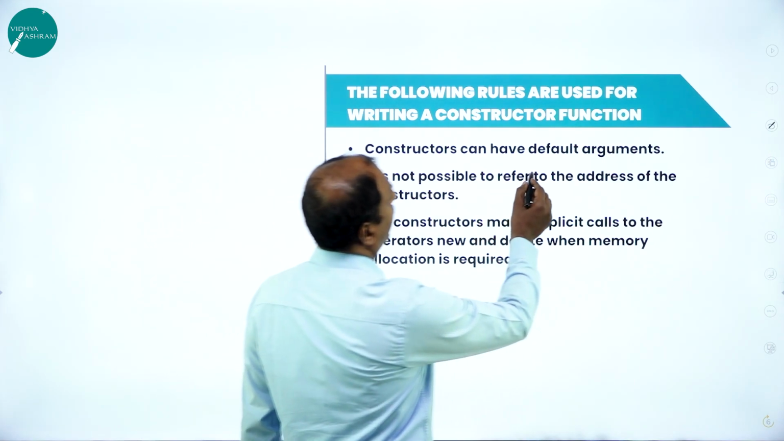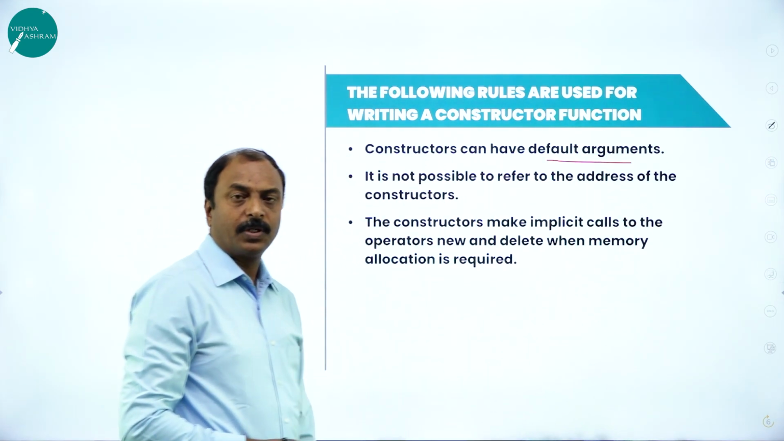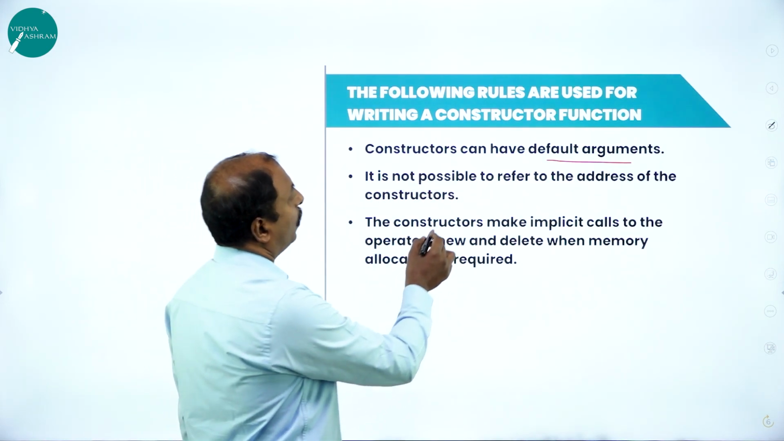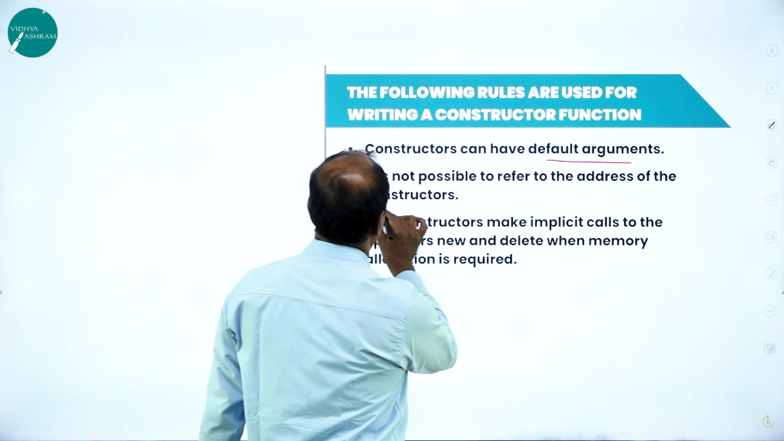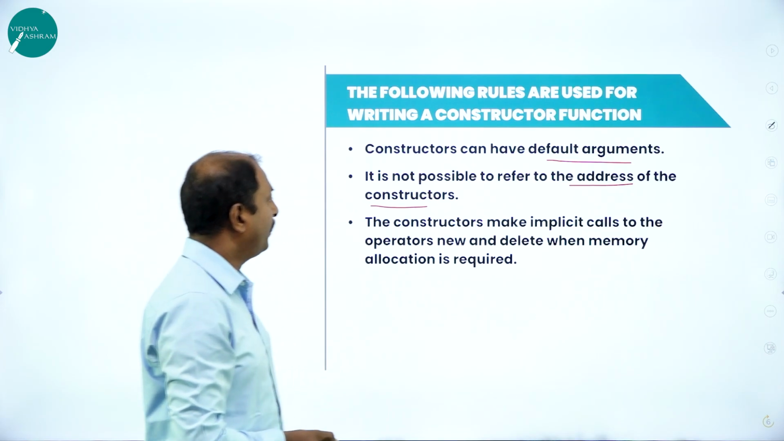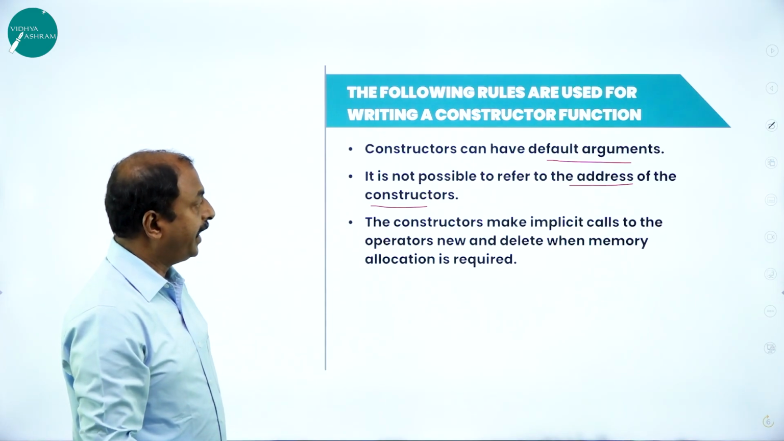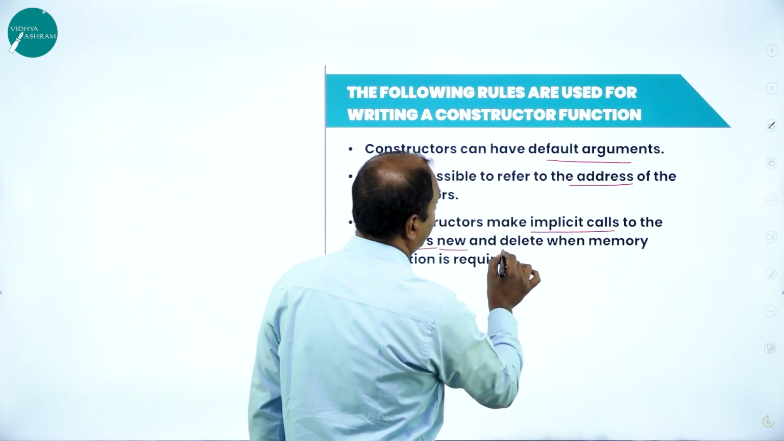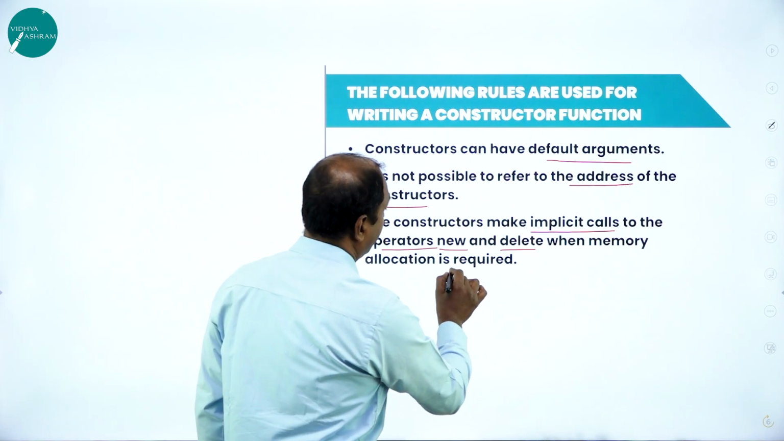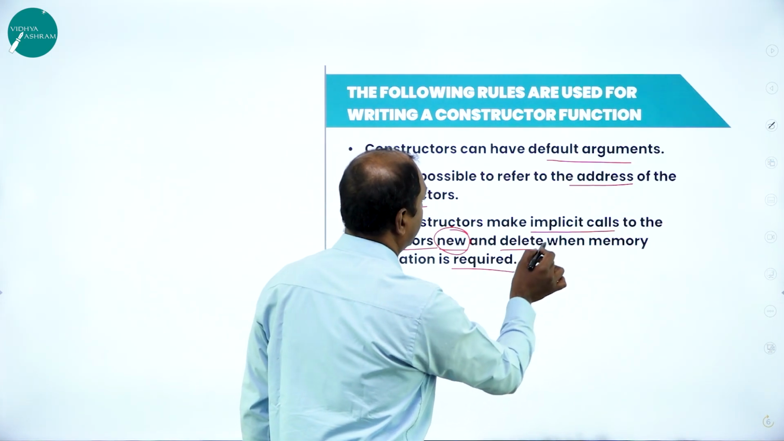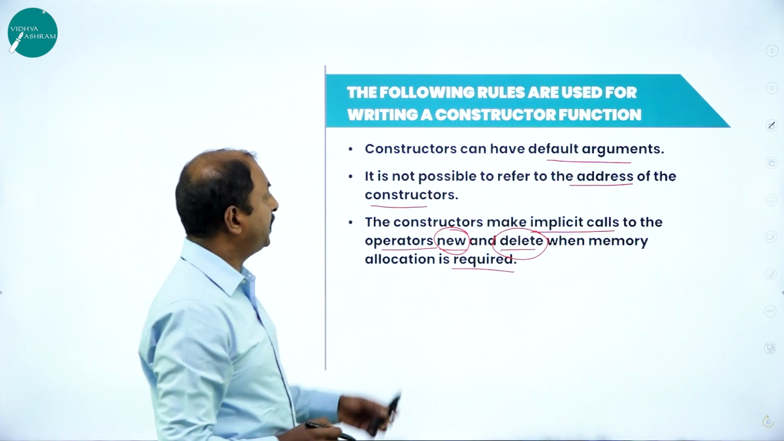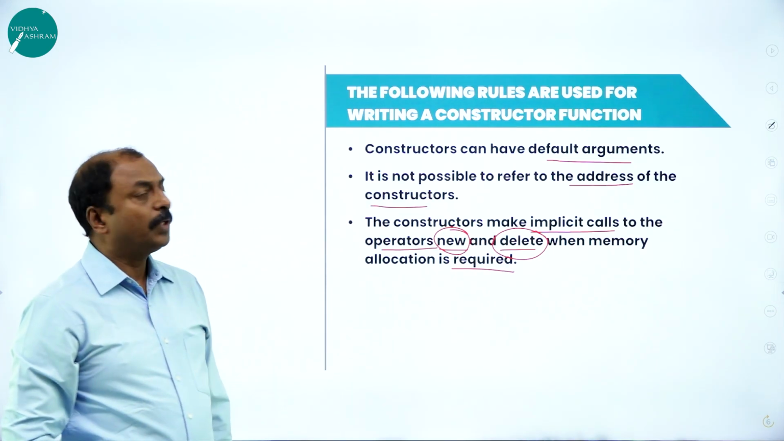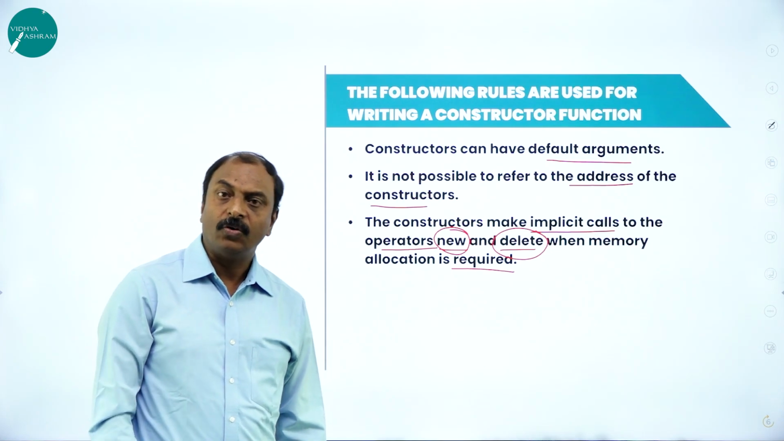Now constructors can have default arguments, and it is not possible to refer to the address of the constructor. Constructors make implicit calls to the operators new and delete when memory allocation is required. Here there are two, the new operator and the delete operator. So these are all the points or characteristics of a constructor.